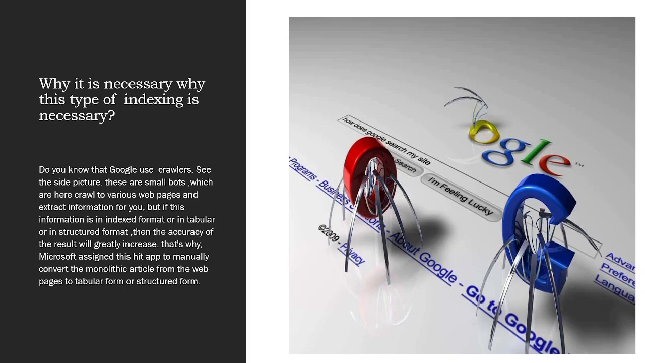But sometimes, because AI is not mature enough, human intervention is necessary. So you are here because your human brain is necessary here to accumulate the information, make it into the tabular format, and help these crawlers of Bing and Google. That's why you are working on this HIT app, and that is the objective of this HIT app.